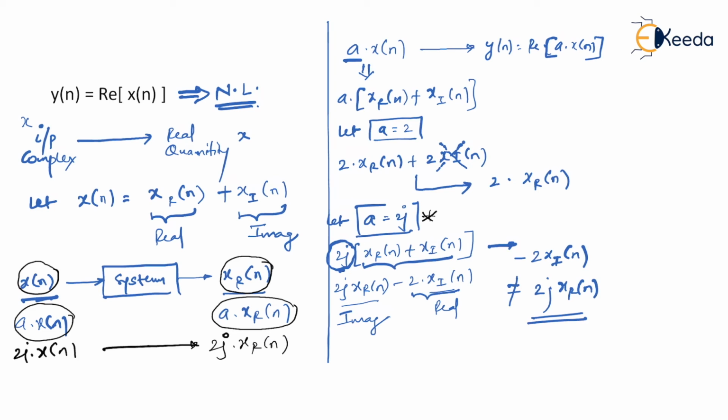Is that right? But from the system, it is impossible to get this term out, because the system never allows an imaginary value to pass. But by the homogeneity property, you must get some imaginary constant out. But this is not possible with this system. It is going to restrict this imaginary part. In effect, you will be getting minus 2 of xi of n instead of 2j times xr of n. And therefore, as I said, your homogeneity principle gets failed, and therefore the given system is non-linear. There is absolutely no need to check the additivity property here, right?